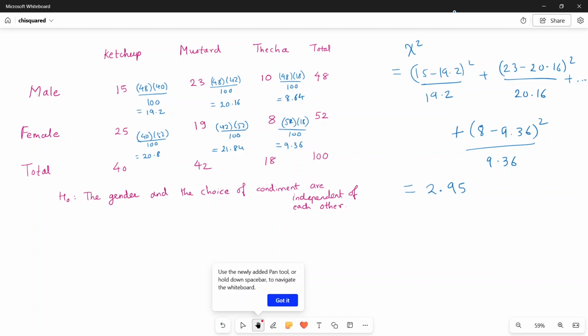Now, the next step is to calculate the degrees of freedom. Degrees of freedom is the number of rows, that is 2 minus 1, multiplied by the number of columns, that is 3 minus 1. So this is 1 multiplied by 2. So there are 2 degrees of freedom.